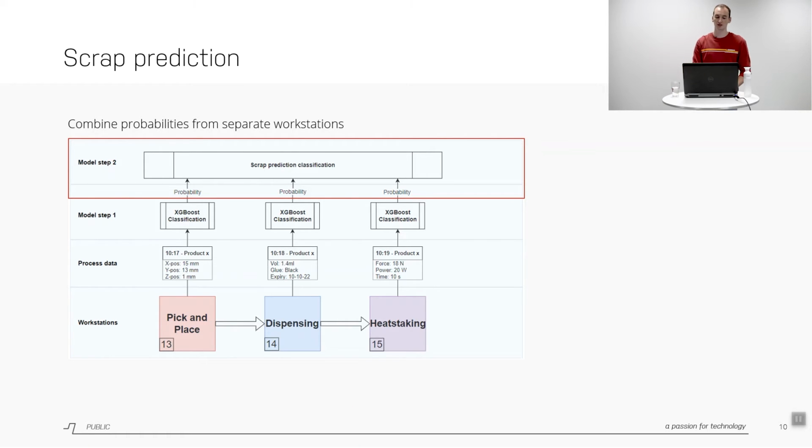To improve the precision of the model, we suggested a second modeling step, which combines the probabilities out of the classification model from all workstations together. So actually decisions can be made on the results of multiple models.